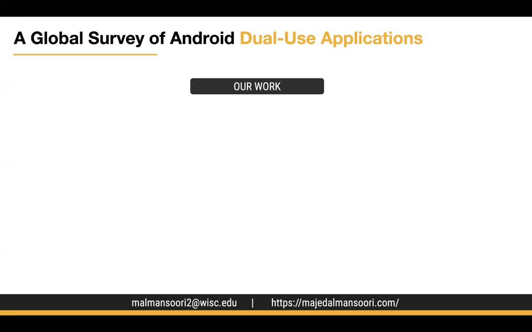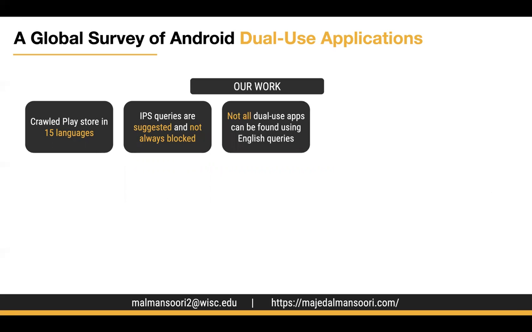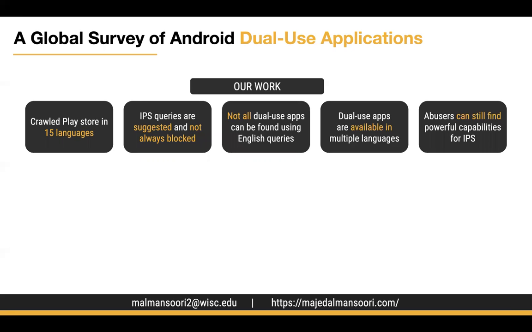To summarize, we crawled Play Store in 15 languages searching for dual-use apps. We found that Google Play does not always block IPS queries and suggests IPS queries in some languages. We also found that some dual-use apps are not found using English queries, and that many dual-use apps are localized to multiple languages. Finally, although dual-use apps are not promoting IPS anymore, abusers can still find powerful capabilities that allow them to conduct IPS.